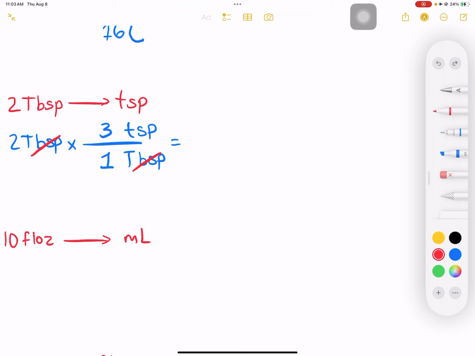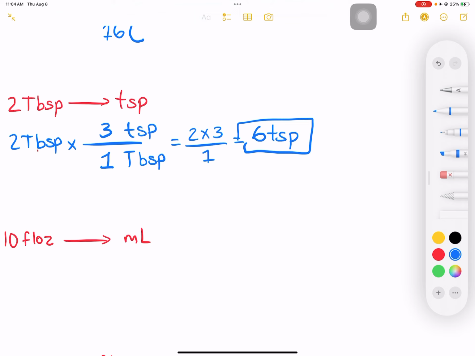All that's left is the math to be done, which is to multiply the numbers in the top. So this looks like 2 times 3 divided by 1. 2 times 3, that's 6, and 6 divided by 1, that's 6. And the remaining unit is teaspoons. This is the only one that we didn't cancel out. This should be my result, converting 2 tablespoons to 6 teaspoons.